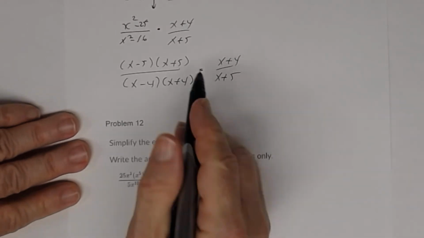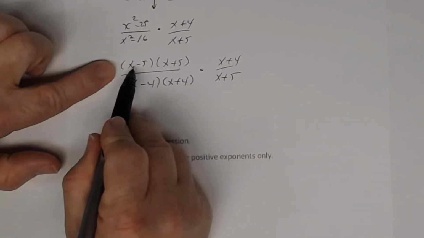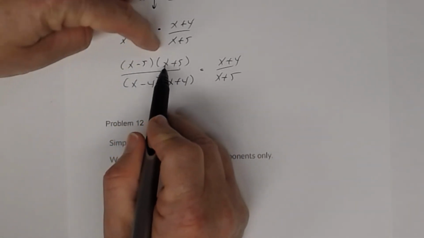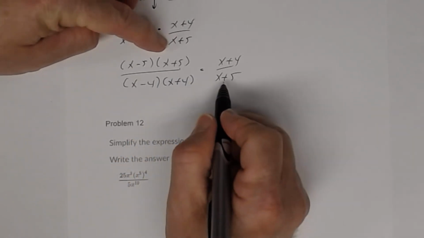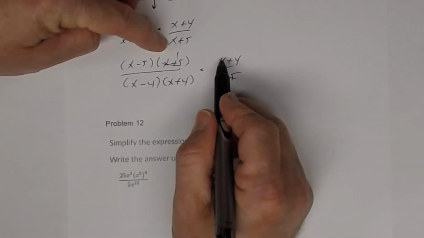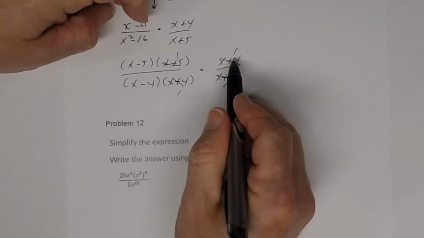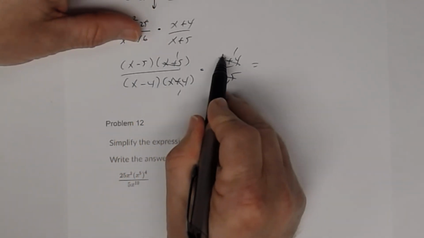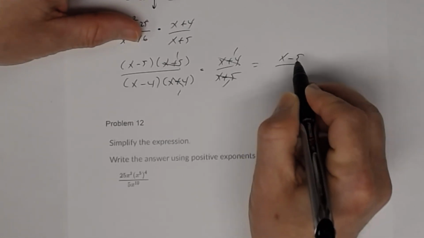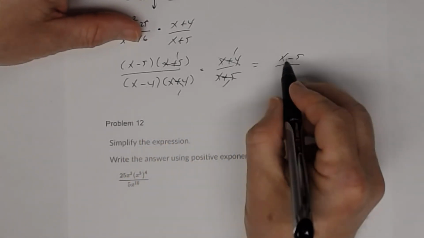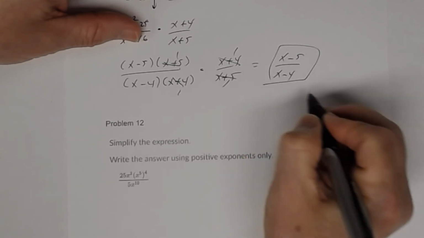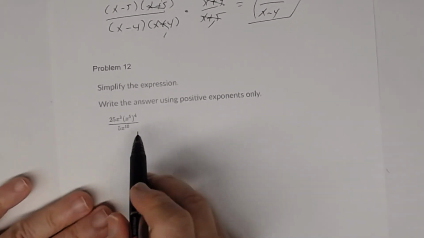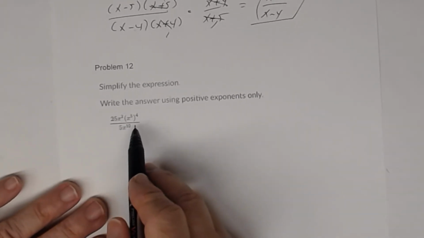All right, so let's go ahead and reduce. So x minus 5 here, I don't see any down there. x plus 5, there's 1 here, so those divide out. x plus 4 divides with this one. Don't forget to put 1s in their place. And so notice I get x minus 5 times 1, which is x minus 5. x minus 4 times 1 is x minus 4. And there's the answer.